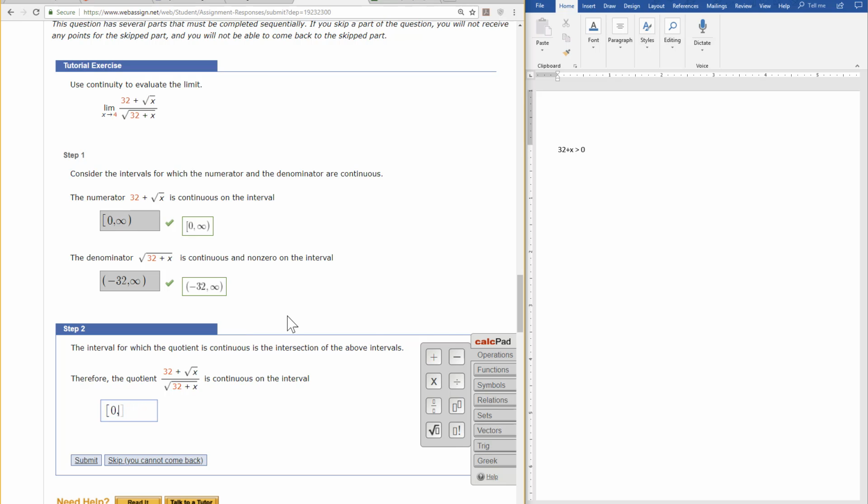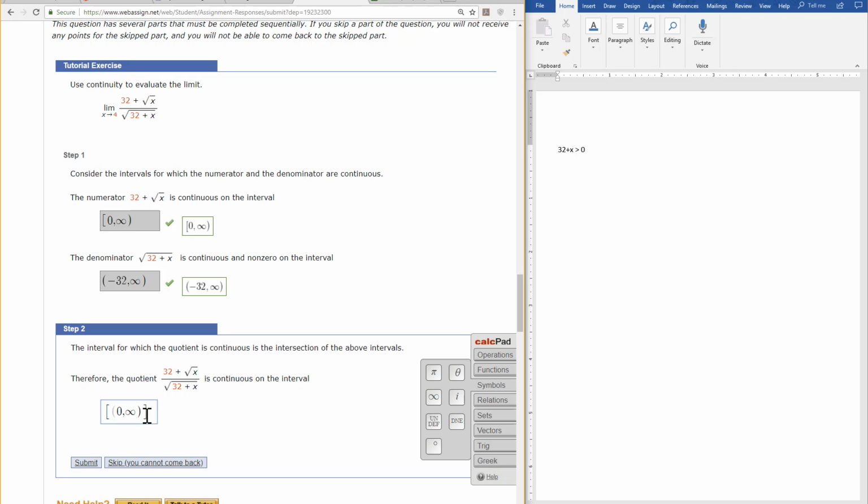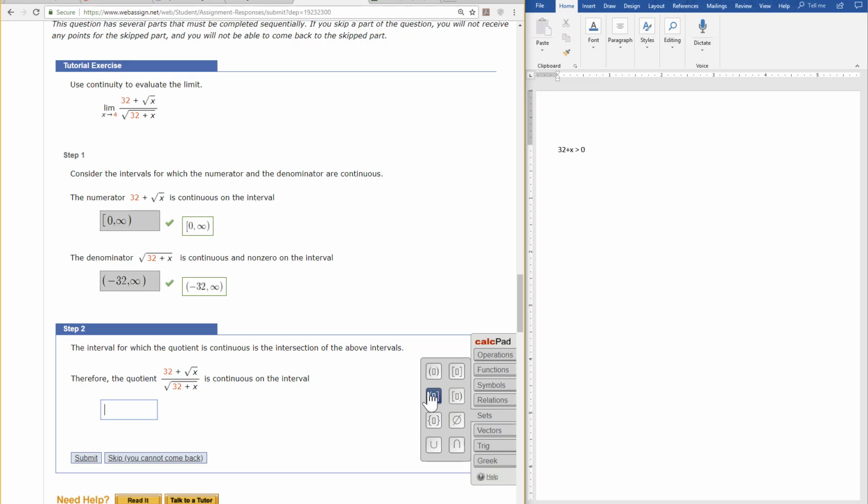Let's actually use a symbol, and then let's close it up with brackets. The mixed brackets aren't working by typing, so let's use this. We'll use the closed bracket on the right and an open on the left, and we're going to go from 0 to infinity.